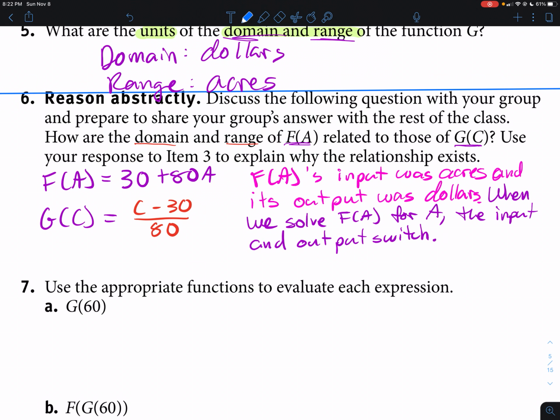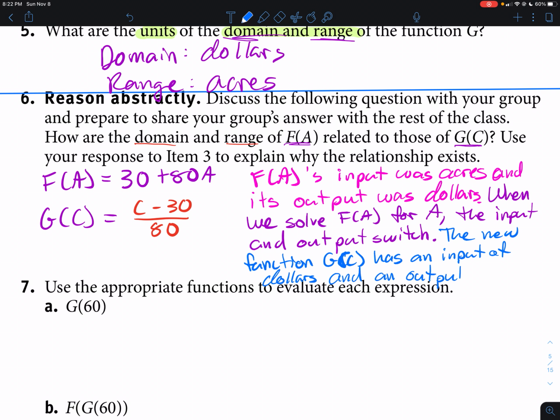The new function g of c has an input of dollars and an output of acres. So it switched the domain and range when we changed the function and solved for a.